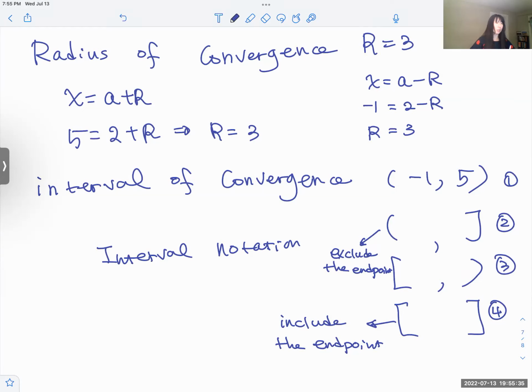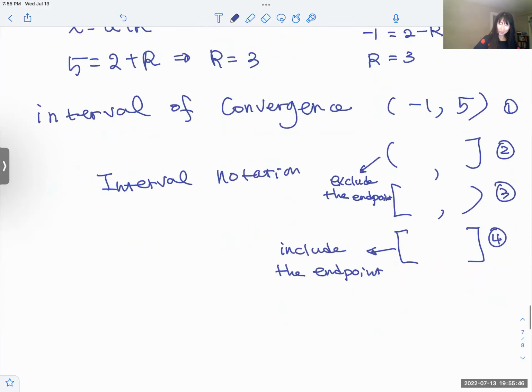All right, so let us do this. When x equal to -1, okay, so let's check that.